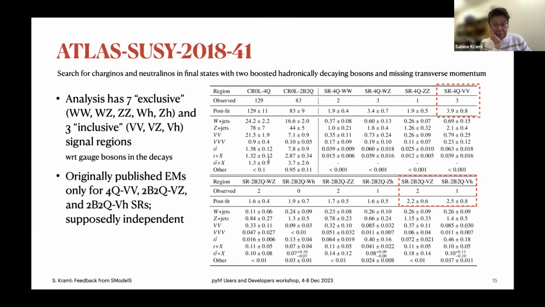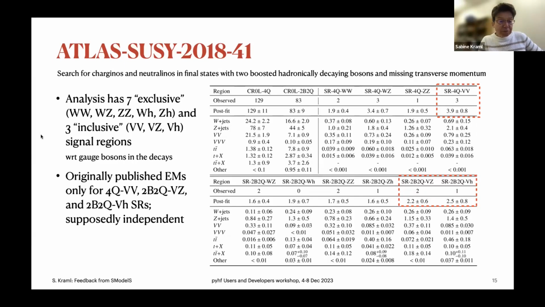Now, one example where we've invested a lot of time, especially Timothy has done a lot of work on this, is the ATLAS search for charginos and neutralinos in final states with boosted hadronically decaying bosons. So the ATLAS hadronic electroweakino search. This analysis has 7 signal regions that target WW, WZ, ZZ, WHiggs, ZHiggs final states. We call them colloquially exclusive signal regions, where exclusive is not statistically exclusive, but exclusive with respect to the gauge bosons that appear in the decay.